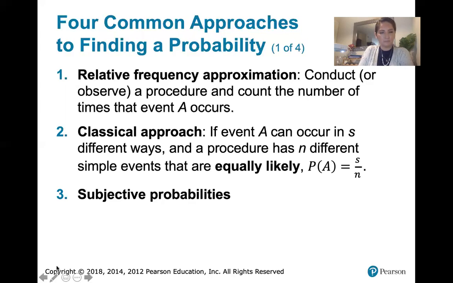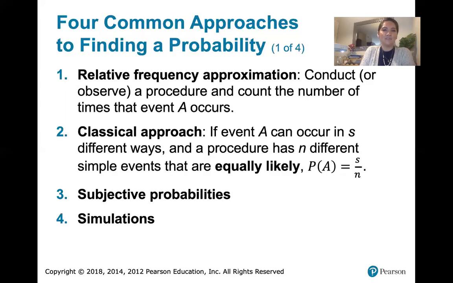And then lastly, we have simulations that allow us to estimate or find probabilities. And in a simulation, basically we're doing the same thing that we do with a relative frequency approximation. It's just a little bit different. With that relative frequency approximation, we're conducting or observing a procedure as it actually happened, and then counting the number of times that the event A actually happened. In a simulation, we're not actually watching it happen, but we're simulating it. We're acting as if it happened. We're saying, okay, if it did happen, what would that look like?